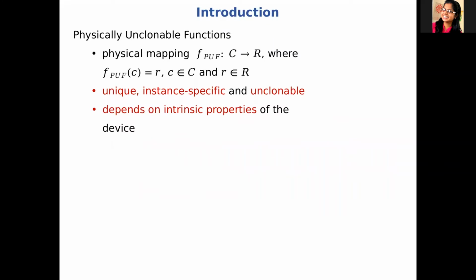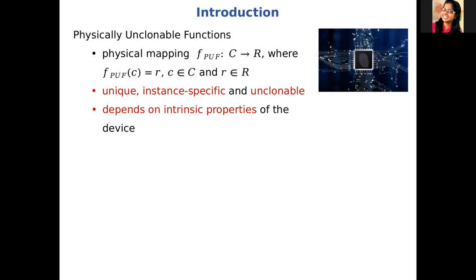So, what is a physically unclonable function? A physically unclonable function, or PUF, is a function embedded in hardware which uses the intrinsic properties of its host device. Like any other function, it takes a set of inputs known as challenges and gives a set of outputs known as responses. Since the mapping depends on the intrinsic properties of the host device, it makes every manufactured instance unique and unclonable. Anybody trying to make a copy of the hardware will not be able to replicate the same function behavior as the device properties will be different.